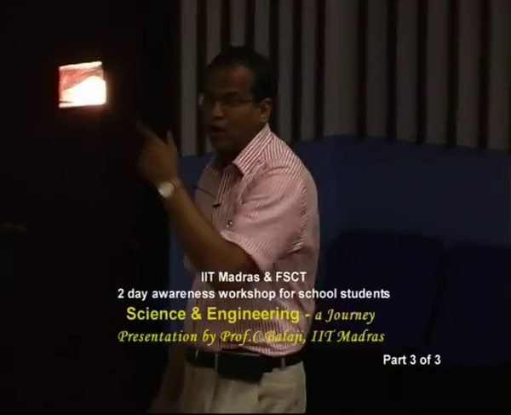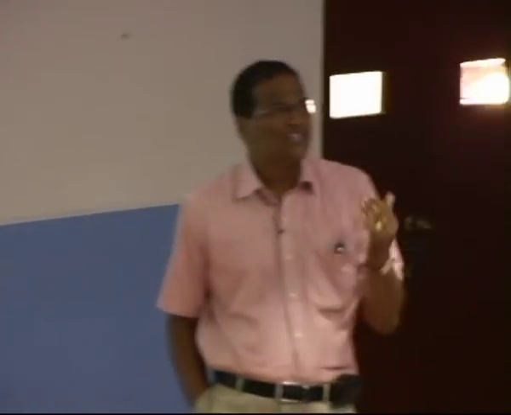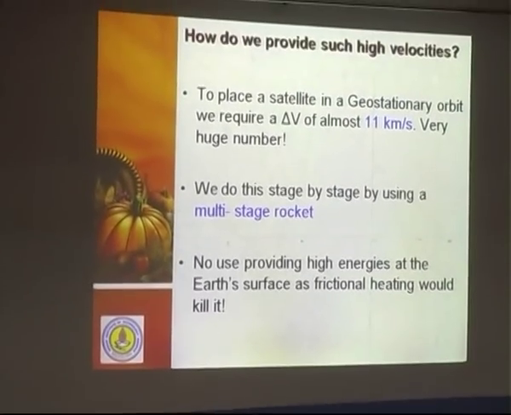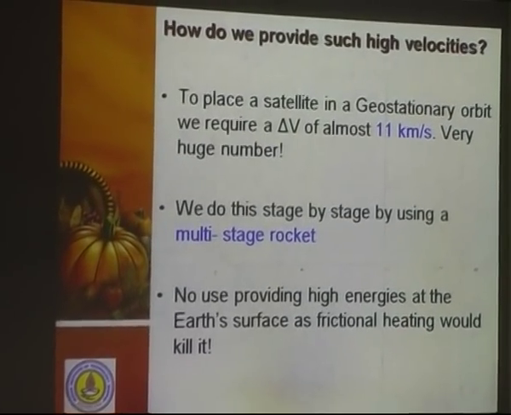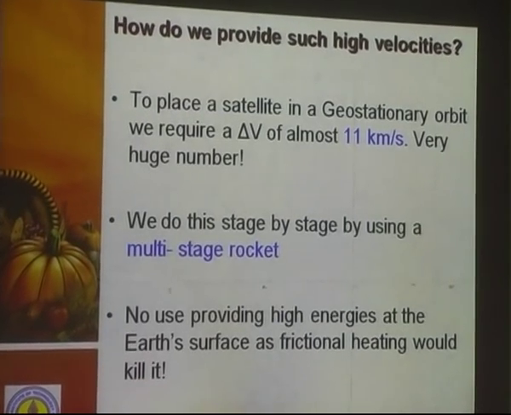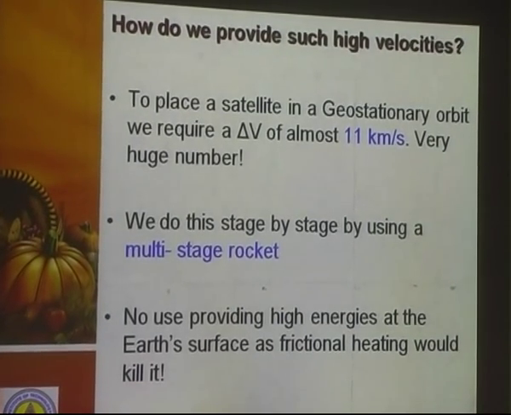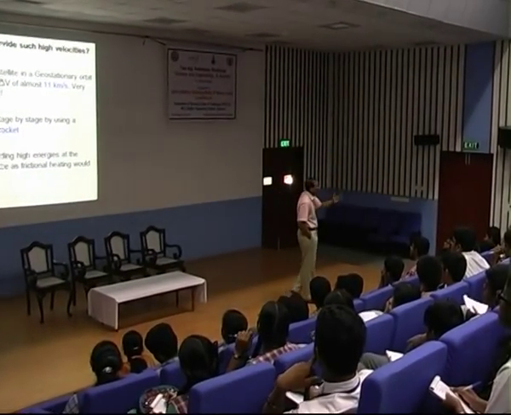Now, a rocket is essentially a self-propelling vehicle. How do we provide such high velocities? We have multi-stage rockets, okay? At every stage, a certain portion is ejected off, its mass reduces, and then it accelerates further and further. To place a satellite in a geostationary orbit, I'll tell you what a geostationary orbit is, we require an energy which corresponds to a change in velocity of 11 kilometers per second, which is a very huge number. We do this stage by stage by using a multi-stage rocket. There's no use providing this energy at the surface of the Earth because of the friction, much of it will be killed.